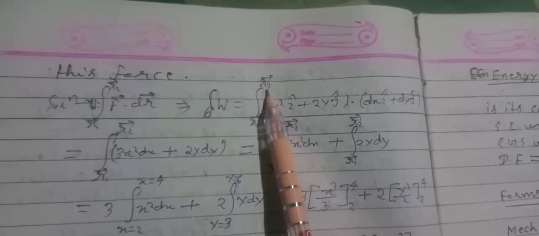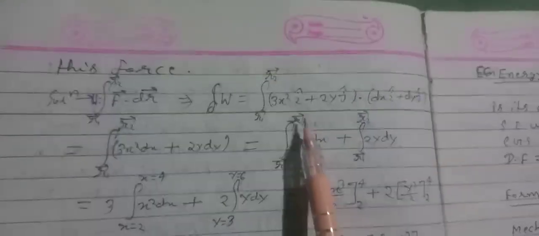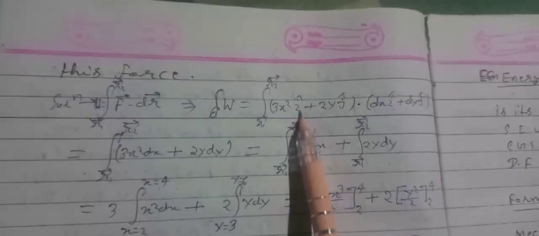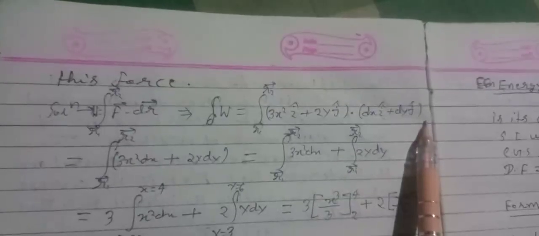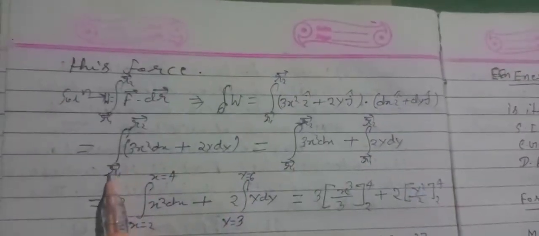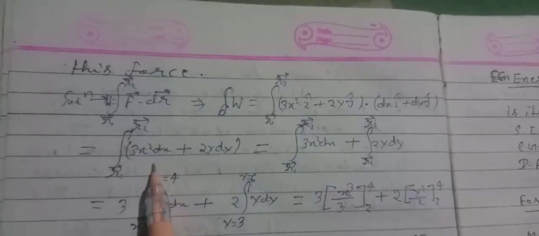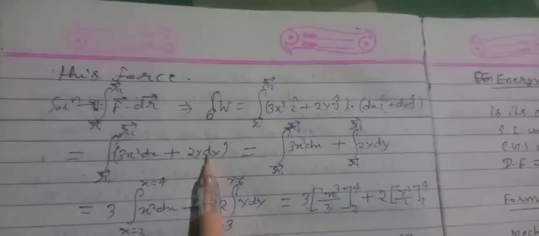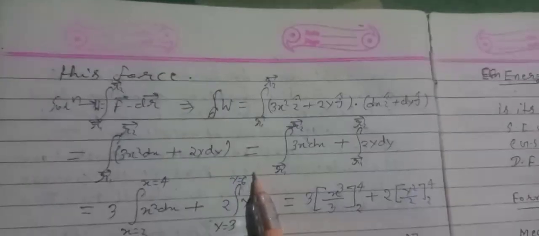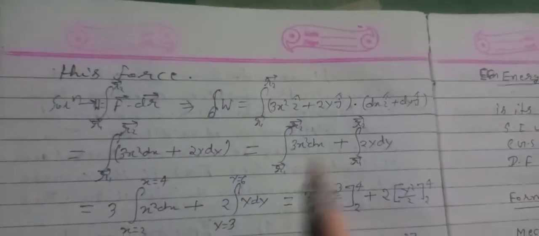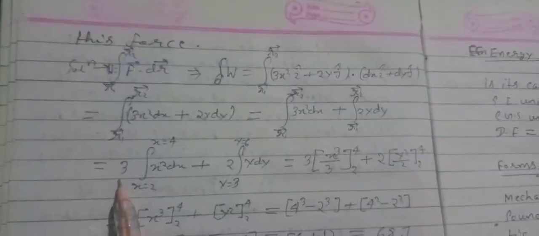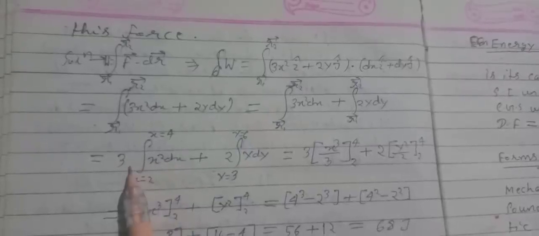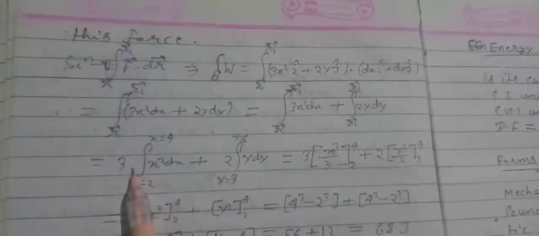This implies W equals the integration from r1 vector to r2 vector. We have F vector given as 3x square i cap plus 2y j cap, dot dx i cap plus dy j cap. Taking the dot product, we have integration from r1 to r2 of 3x square dx plus 2y dy, or this can be written as integration of 3x square dx plus integration of 2y dy, equals 3 into, because 3 is constant, so it comes out of the integration.